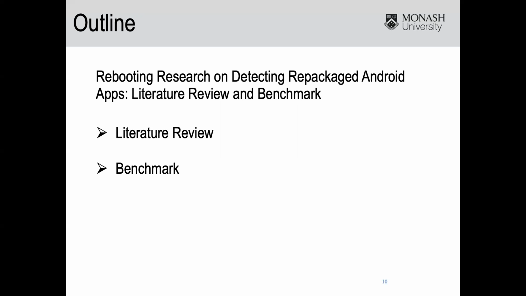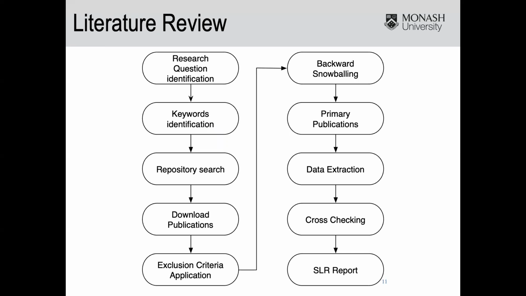So to summarize, the main contribution of our work lies in two parts. One is the literature review, and the other one is the benchmark. So now we will first briefly introduce our literature review. The basic process of a literature review is quite straightforward. It starts by identifying some research questions relevant to the topic we are interested in. And then, based on the research questions identified, we identify some keywords which will be used to search relevant papers.